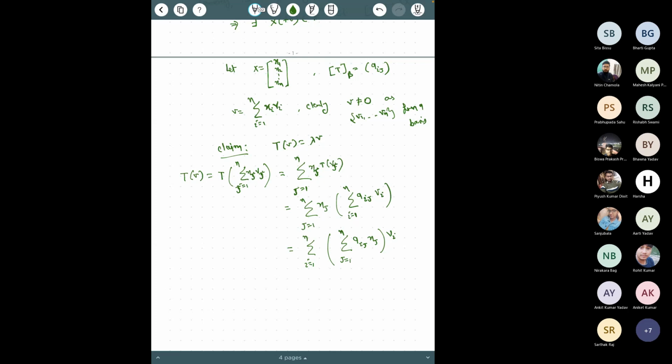But now you can see the inner summation with the index j. What is this? You can tell me now. When you multiply this matrix of T with this x, what was it? It was lambda x. Now you can multiply this. The matrix has entries aij, and x has entries x1 to xn. What would it be?